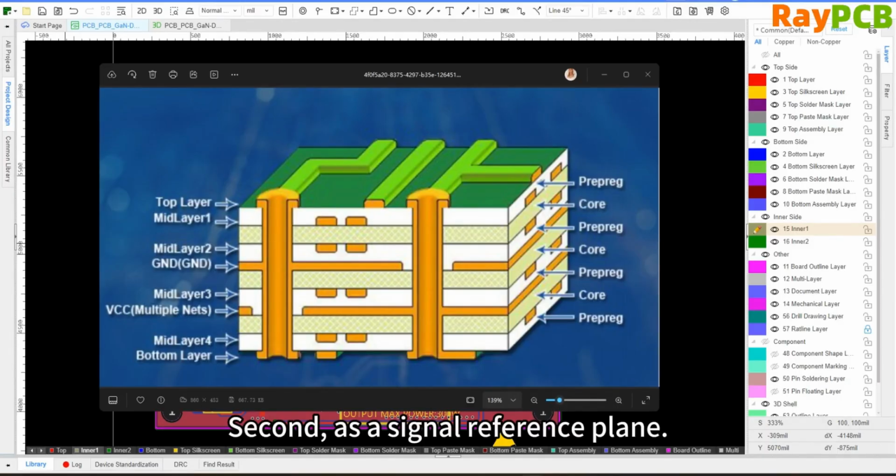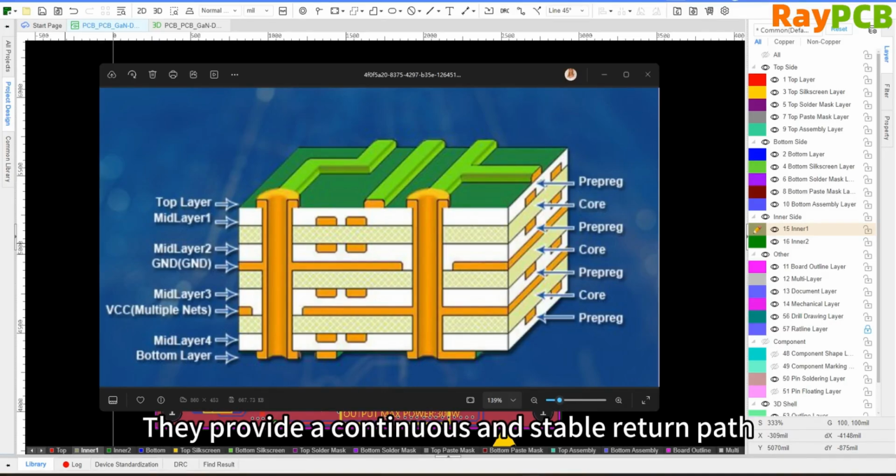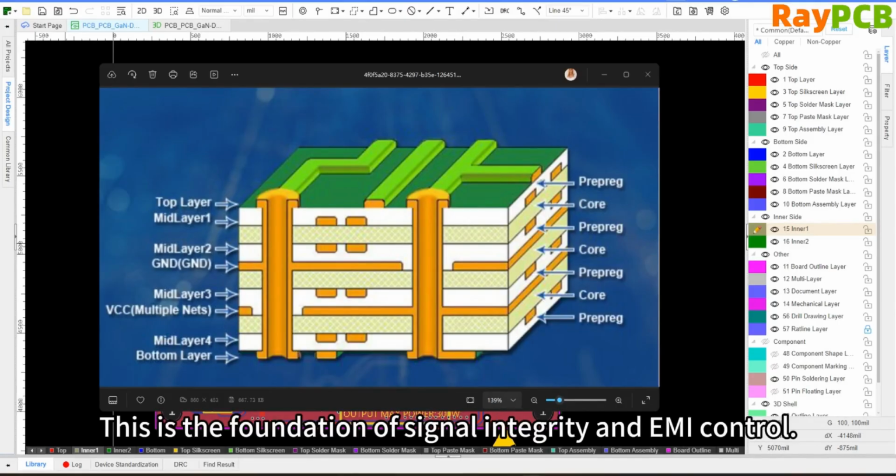Second, they act as signal reference planes. As we mentioned in previous videos, they provide a continuous and stable return path and reference for high-speed signals, which is fundamental for signal integrity and EMI control.